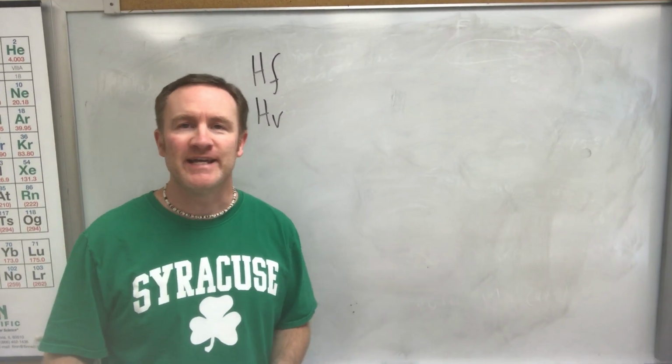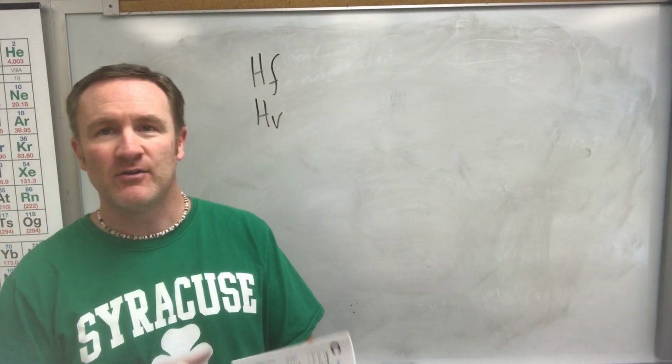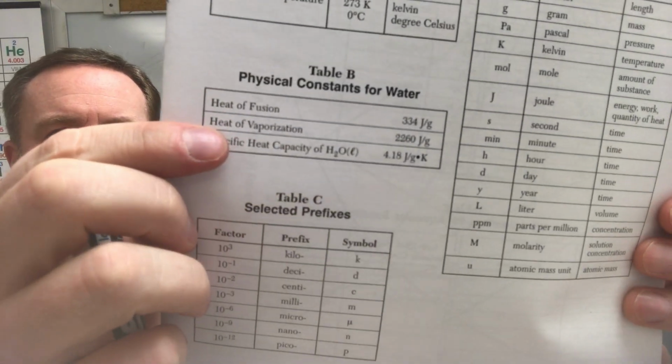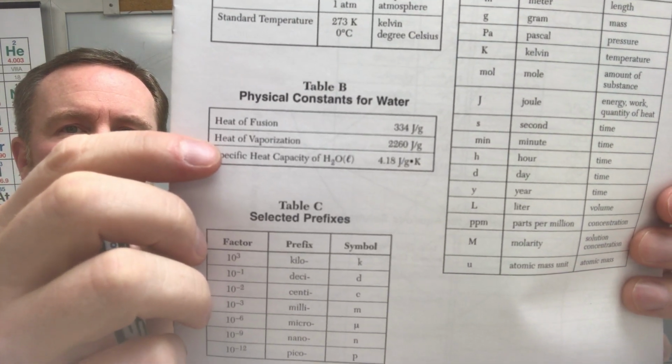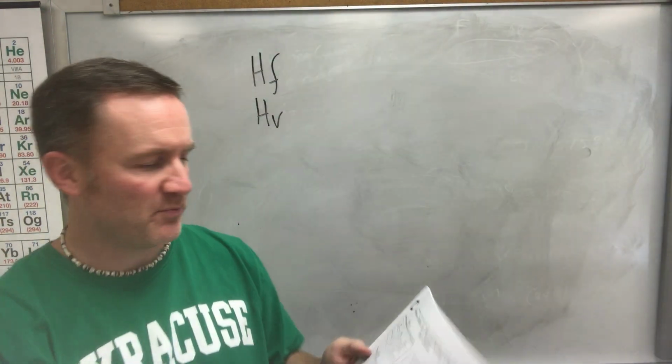In this video, we're going to talk about heat of fusion and heat of vaporization. Now, in New York State, we have the reference tables. Table B is where you're going to see those two values for heat of fusion and heat of vaporization. Heat of fusion is 334 joules per gram. Heat of vaporization, that second one down, is 2260 joules per gram.